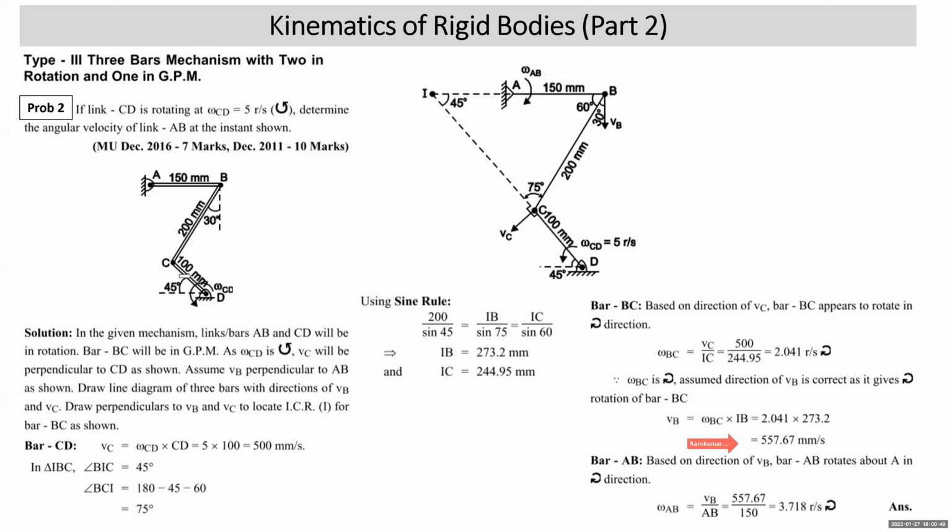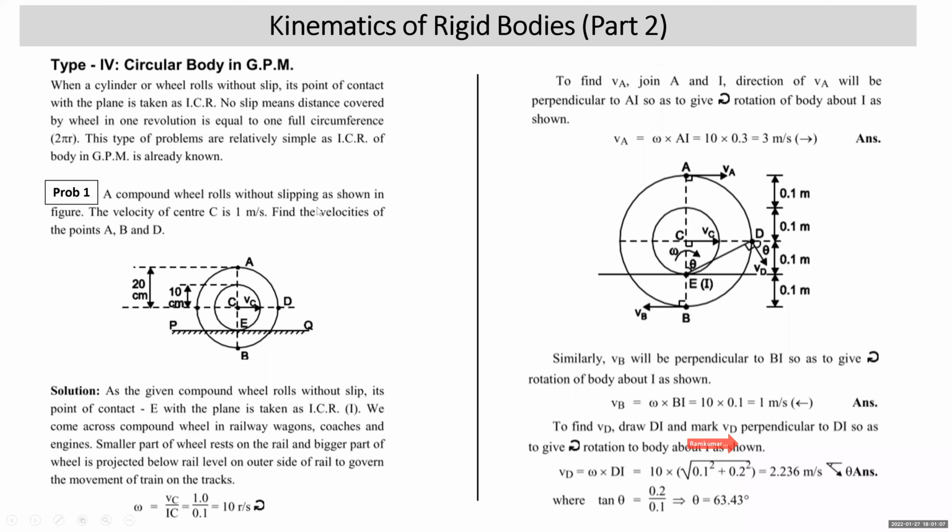So in this way, students, we have discussed two problems on type 3: a 3 bar mechanism where 2 bars are in rotation and the middle one is in general plane motion. Now we are ready to move to the next type, that is type 4.